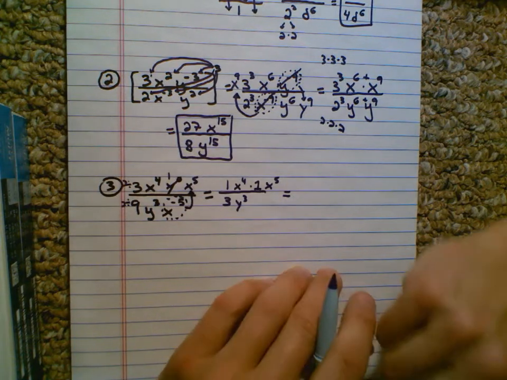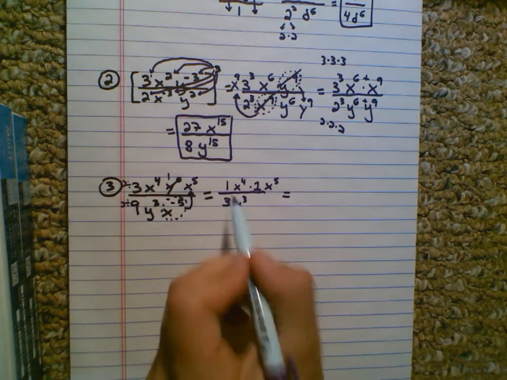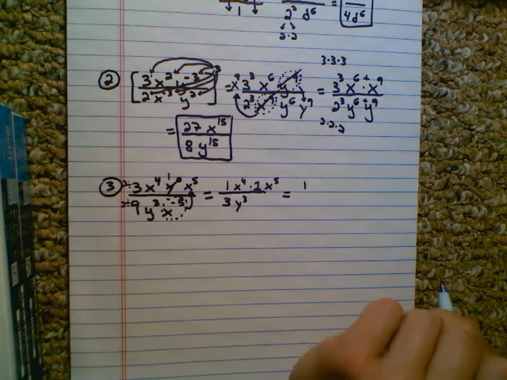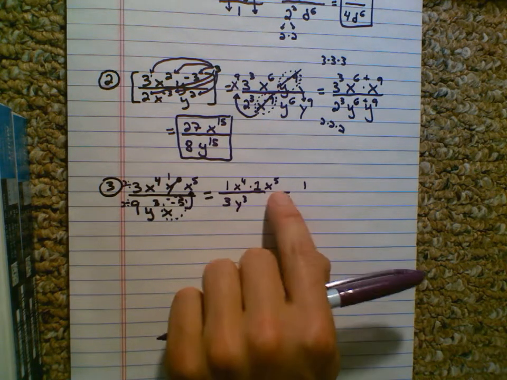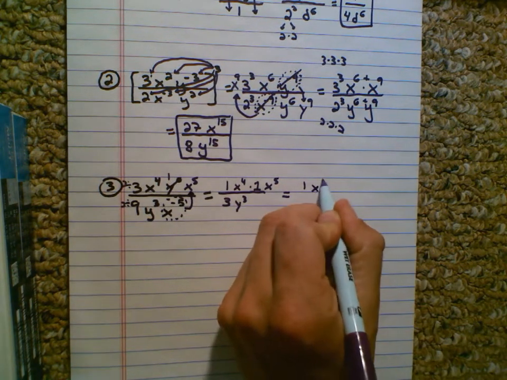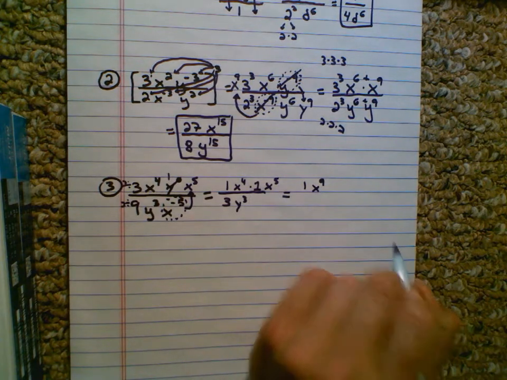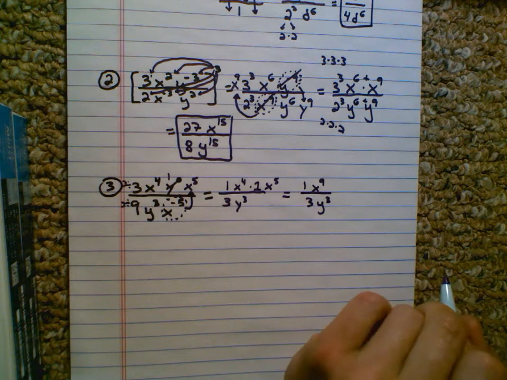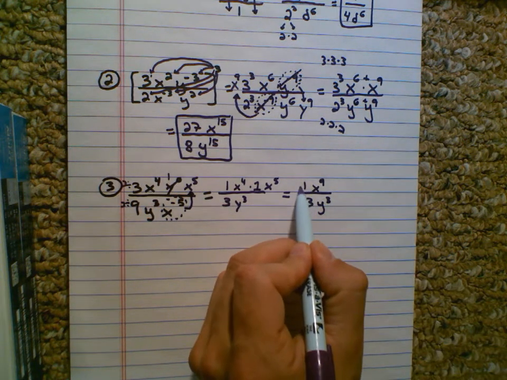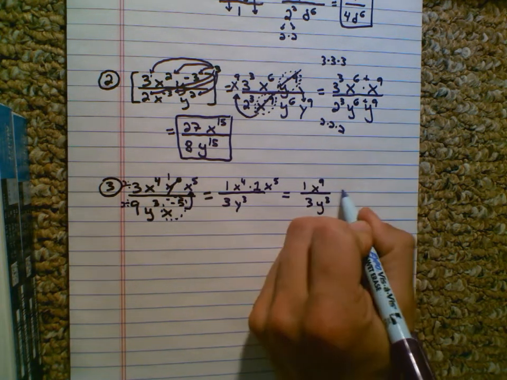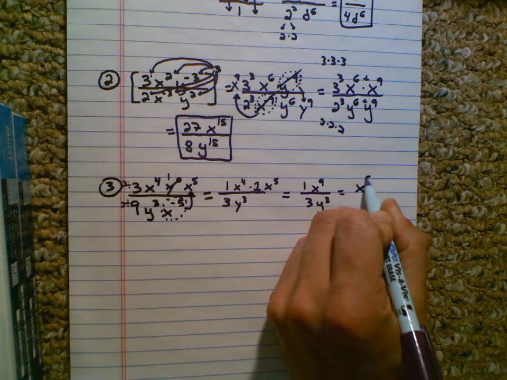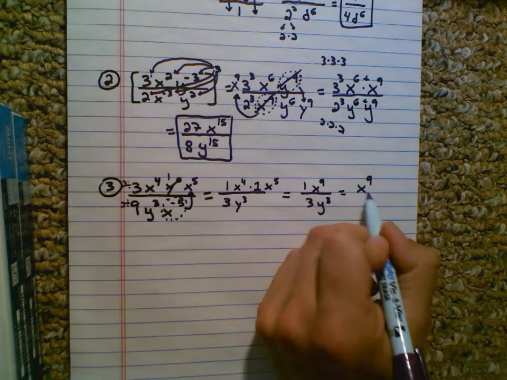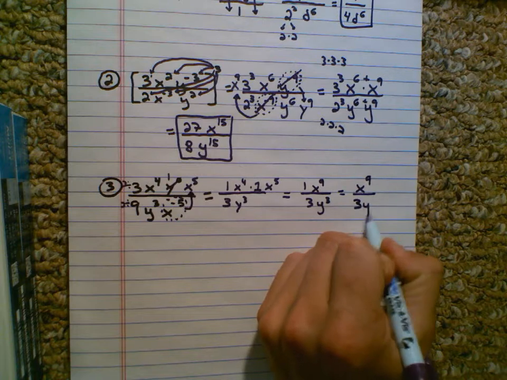Now I want to combine my x's. So if I take 1 times 1, well, that's just 1. If I take x to the fourth times x to the fifth, well, it gives me x to the ninth when I add the exponents. And then that's over 3y to the third. Now it's important to note you don't need to write this 1, it's assumed in math, so really a lot of times we write our answer as this: x to the ninth divided by 3y to the third.